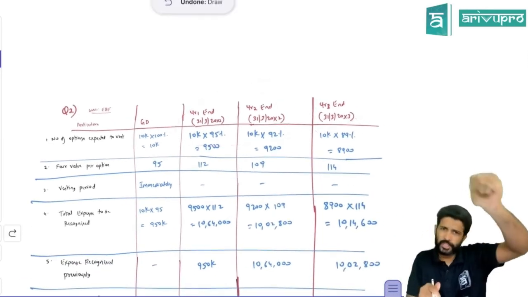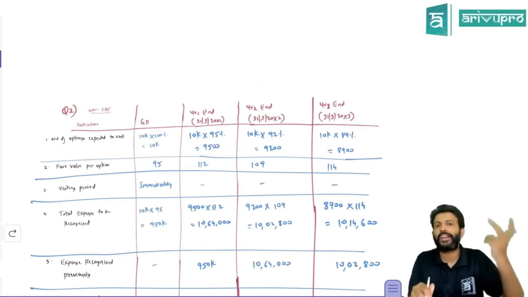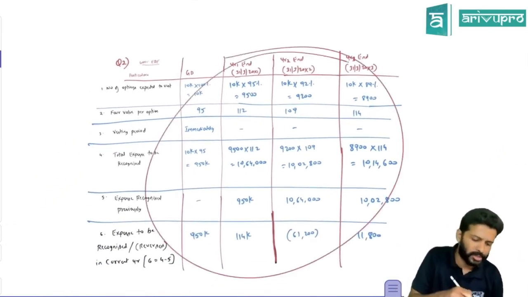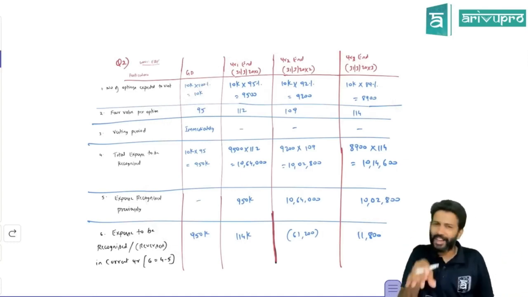Same drama: number of options expected to vest, fair value of the option, vesting period, then total expense to be recognized, expense booked previously, expense for the current year. Same table, almost every problem. We've solved almost 25 questions in this chapter in the regular class, in the same format more or less.